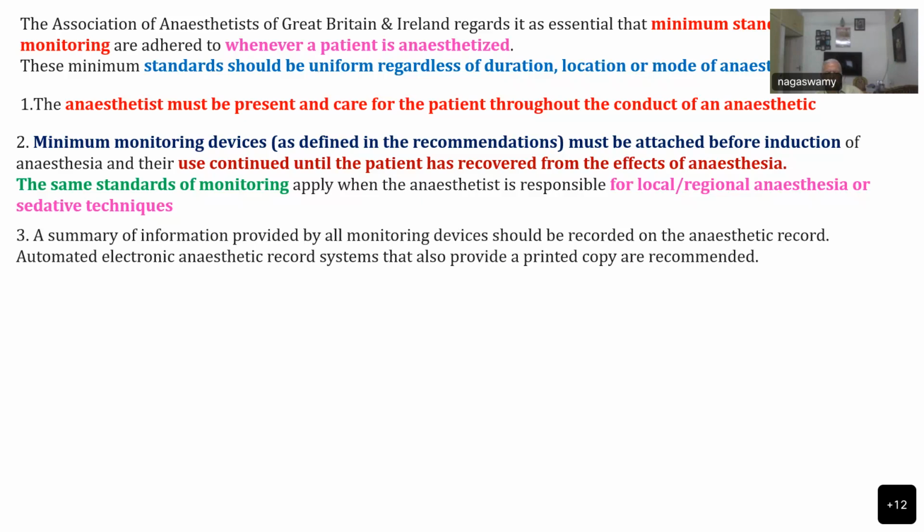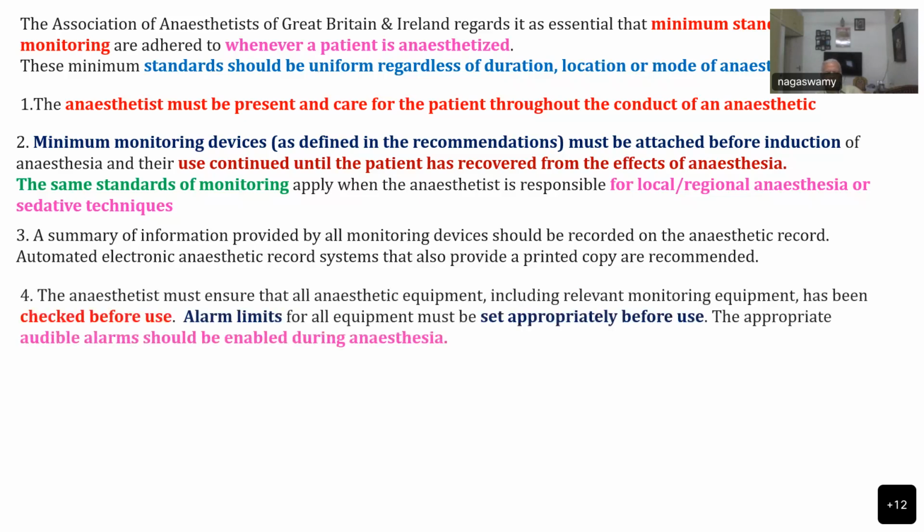And a summary of information provided by all monitoring devices should be recorded on the anesthetic record. This is a very important thing. All of us should follow this very meticulously. And automated electronic anesthesia record systems also provide a printed copy in a sophisticated machine. These are available now. And the anesthetist must ensure that all anesthetic equipment, including relevant monitoring equipment, has been checked before use. And alarm limits for all equipment must be set appropriately before use. And the audible alarm should be enabled. You should not switch off the audible alarms at any time.